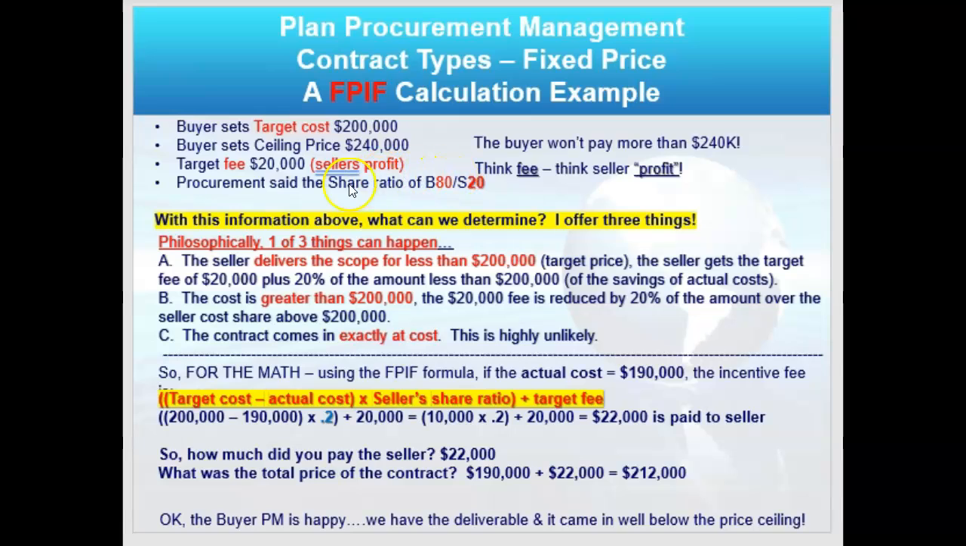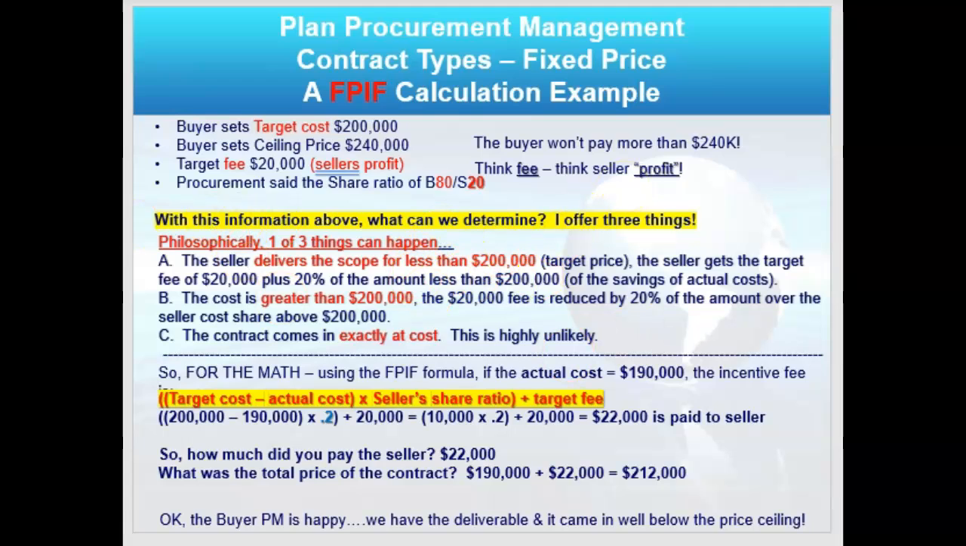And the procurement share ratio, the sharing ratio, it's always buyer and then seller. So it's buyer 80%, seller 20%, right? When you think target fee, you should think the seller's profit. You don't really know what their profit is, but that's what you should think.